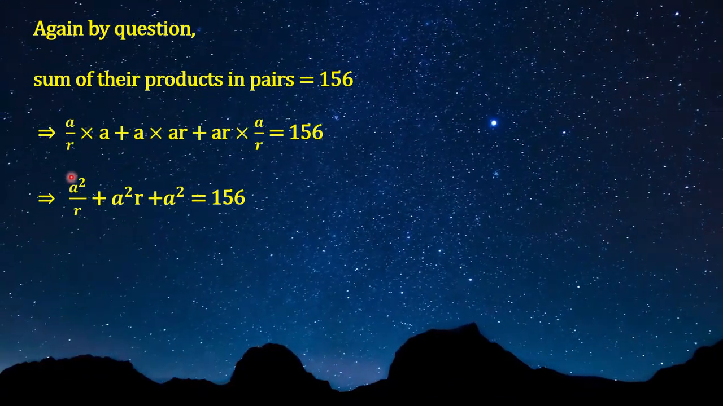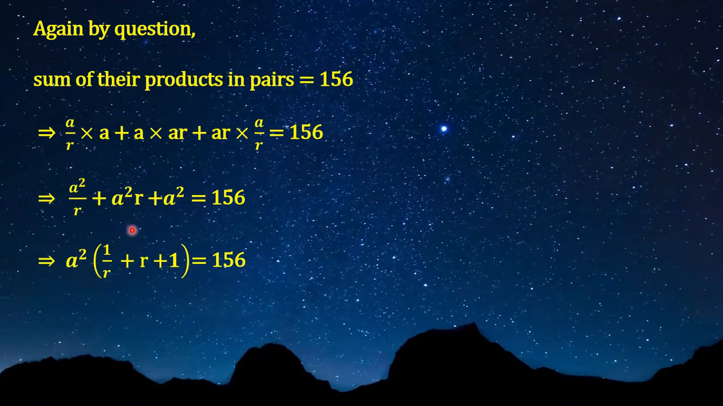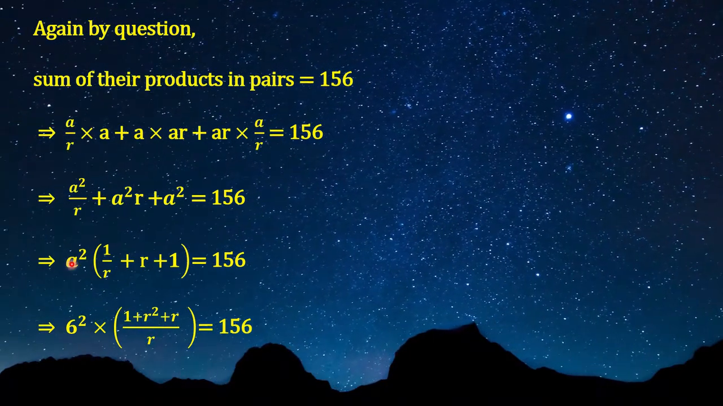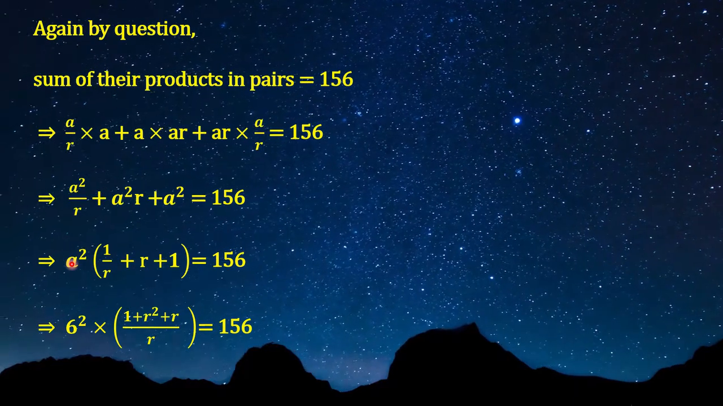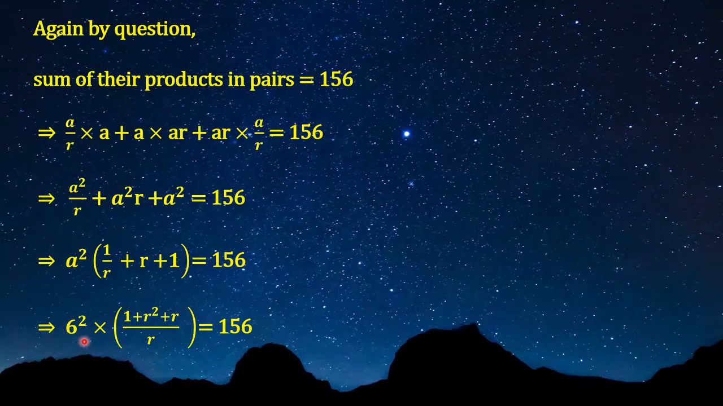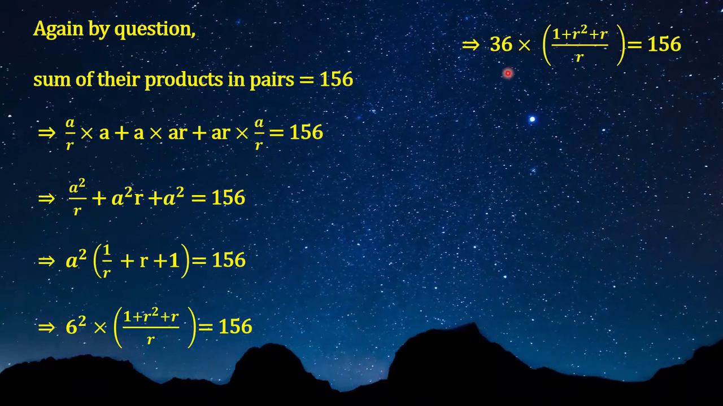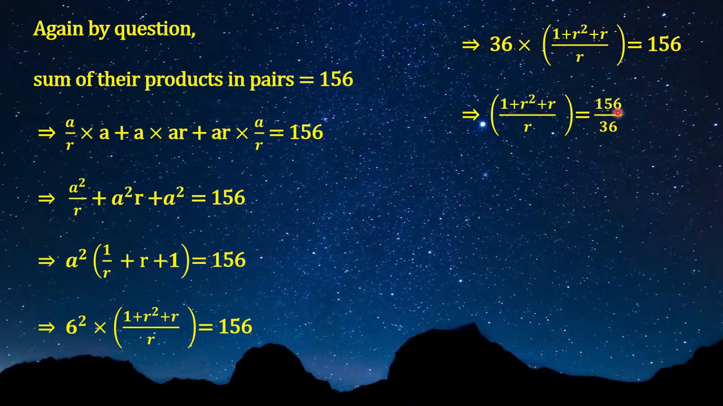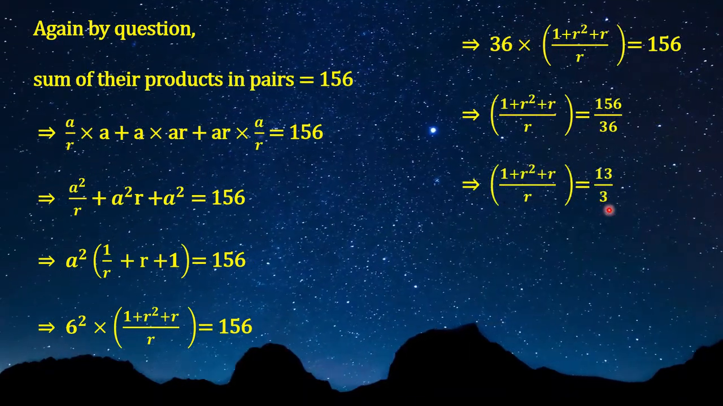Now a square, a square, a square can be taken common. Within the bracket we can take LCM. And this a can be replaced by 6 because we have found a as 6. After this, square of 6 is 36. Within the bracket copied same to same. 36 can be sent to the other side to divide. Now this on simplification will give 13 over 3.